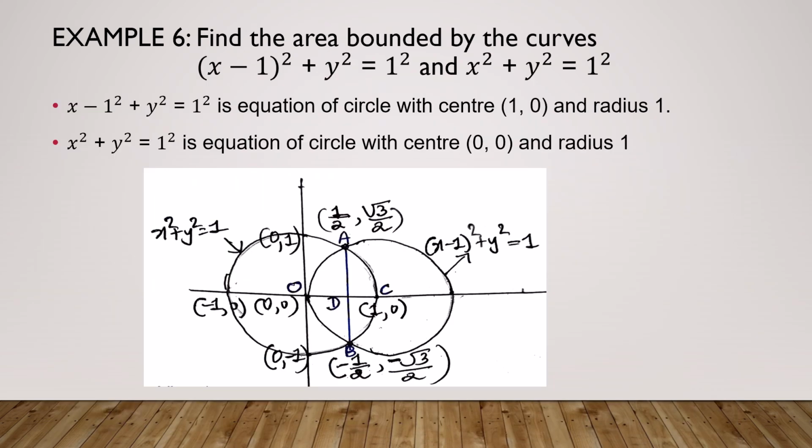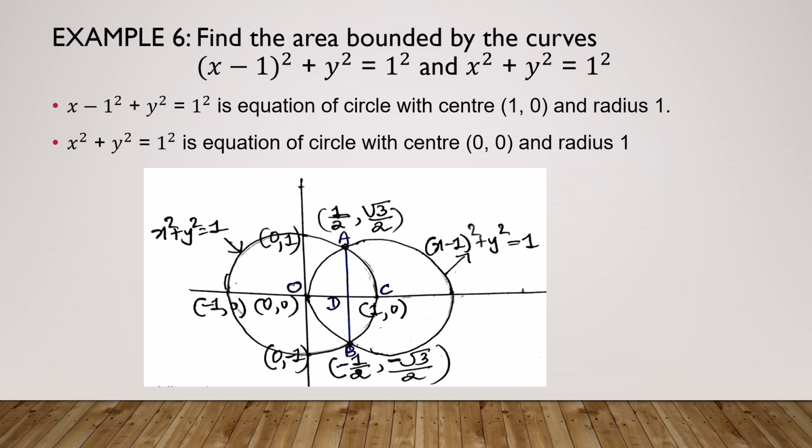Next, a different type of example. Find the area bounded by the curves (x minus 1) whole square plus y square is equal to 1 square and x square plus y square is equal to 1 square. You know that these are equations of circles. First case, (x minus 1) whole square and y square, meaning (y minus 0) whole square. So it is the circle with center (1, 0) and radius 1. x square plus y square is equal to 1 square is the unit circle, which is the circle with center (0, 0) and radius 1.